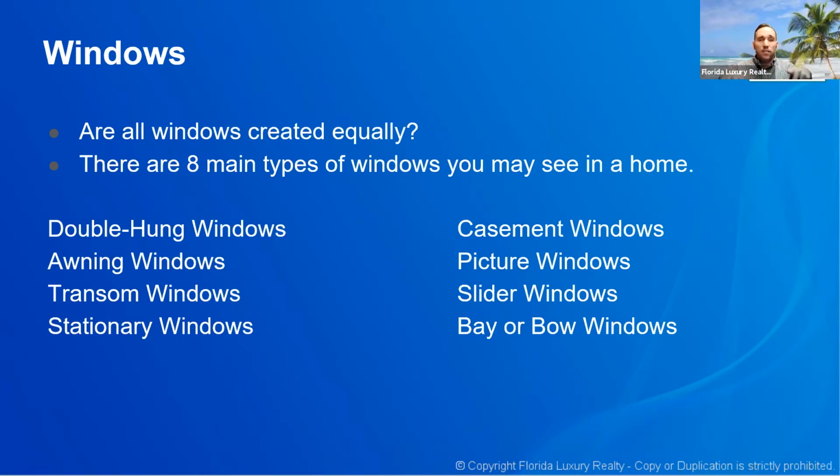And this honestly surprised me. I learned more about windows in the last week and a half building this class than I ever thought I'd ever want to know. So buckle up because you're about to get some really cool information. You have double hung windows, awning windows, transom windows, stationary windows, casement windows, picture windows, slider windows, and bay or bow windows. All right, and we're going to talk about each of these.